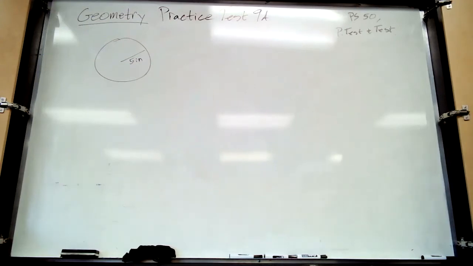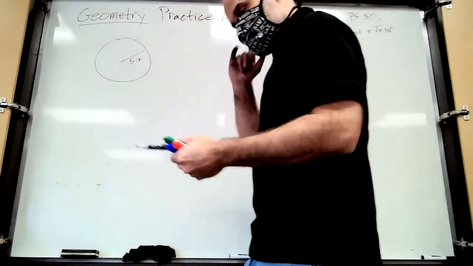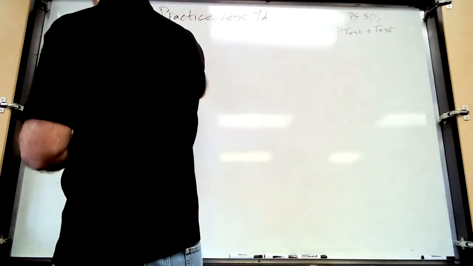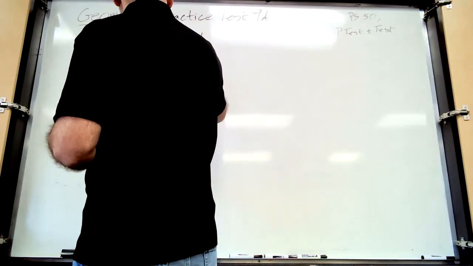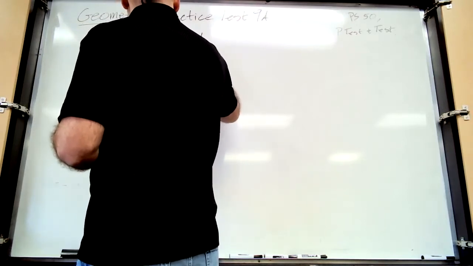So basically, you're going to take the diameter, which is going to be 10, and then multiply it by pi, which is pretty easy because it's 10, so it's 3.14. So we have the decimal 31.4.